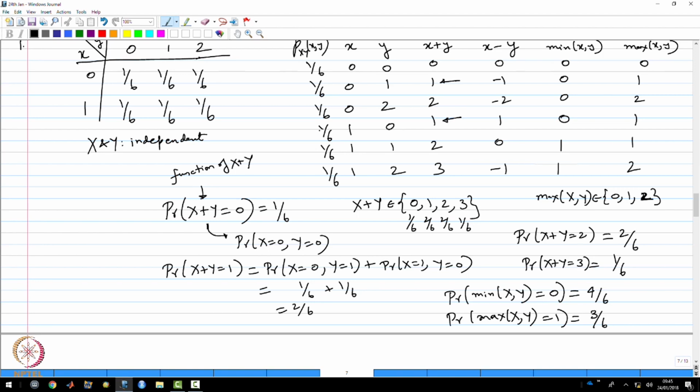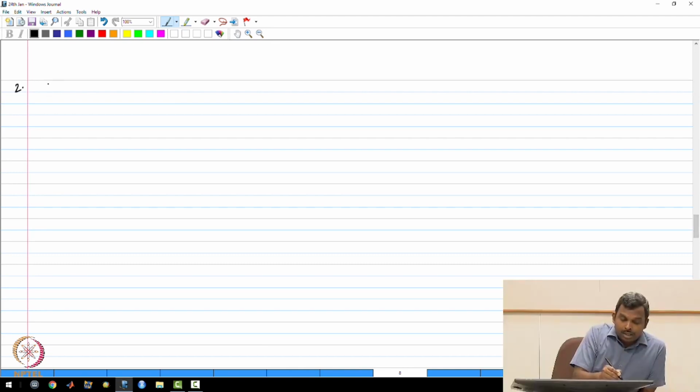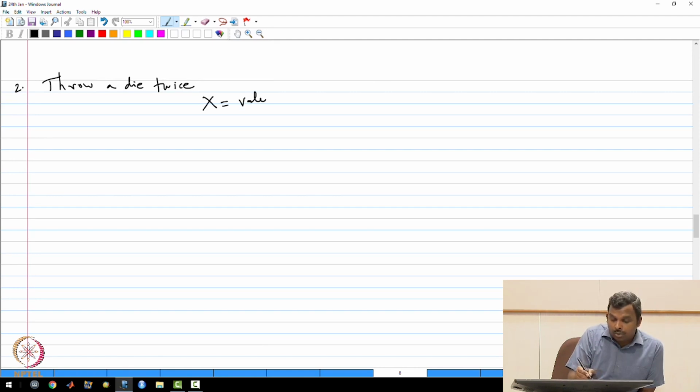Let's look at one more example, which is maybe slightly bigger, so may not be that easy to do. The second example we take, let's say we throw a die twice. I'll say x is the value of the first throw, y is the value of the second throw.